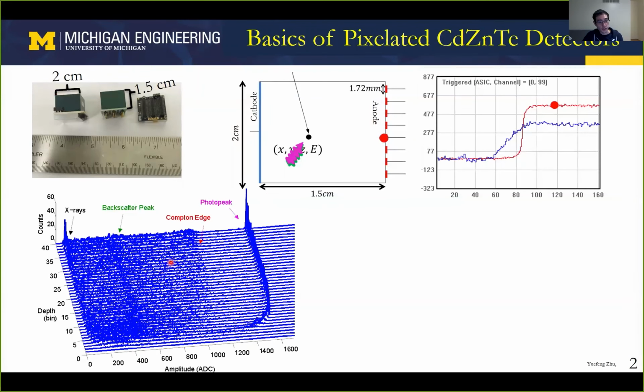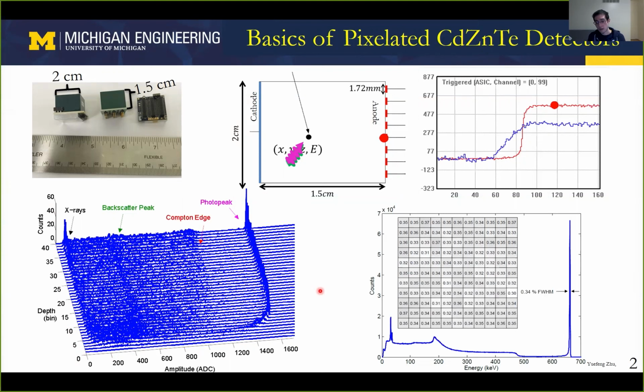This is the depth of interaction on this axis, and on this axis it's the energy deposited, or the amplitude of the signal. This is the cathode, and you can see there's a turning of the signal right here when the depths are at very small distances away from the anode. That is because of the weighting potential effect of the detector. But we can fix this and apply a gain correction for each depth, and this results in a very good energy spectrum.